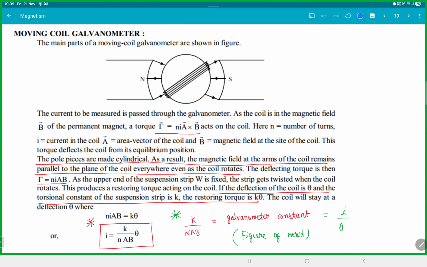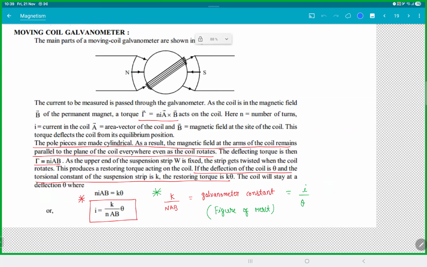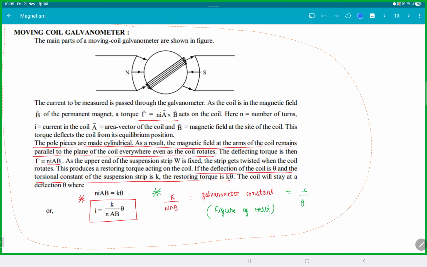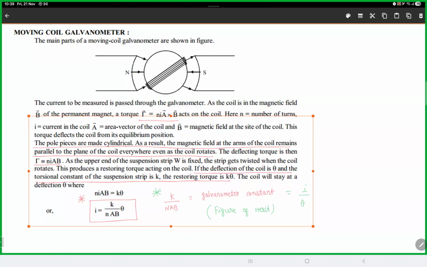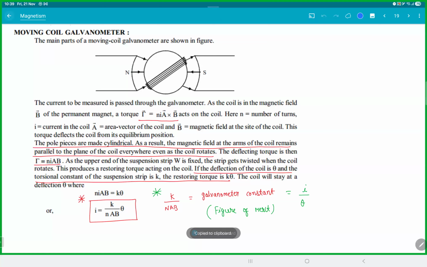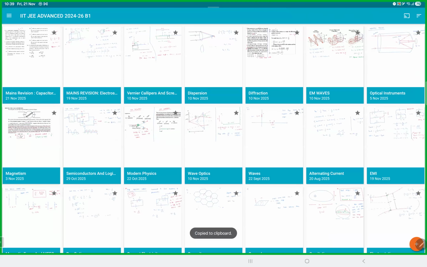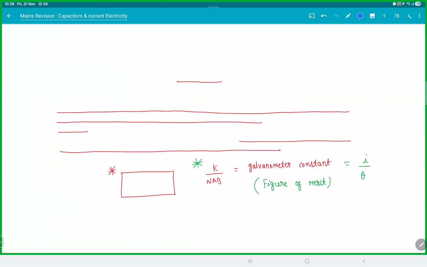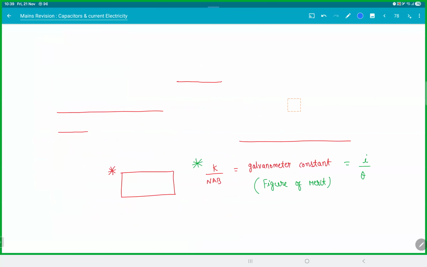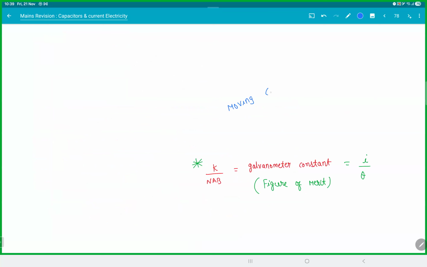I am not able to copy the whole thing. It's not giving the whole thing. What the hell is this? Okay, this is the figure of merit. Check it out, moving coil galvanometer experiment. It's in magnetism.